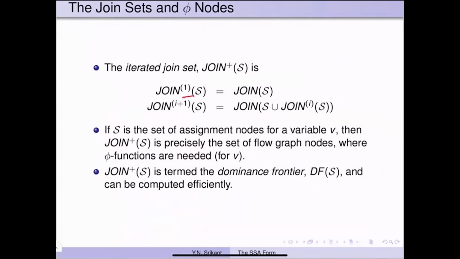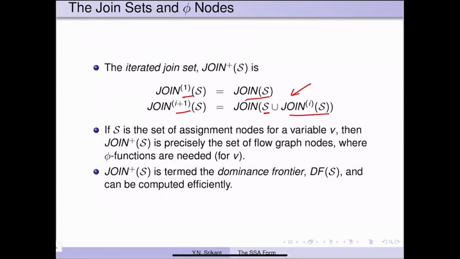So join 1 is join, and join i+1 is the join of the original S and the join i of S. Okay, the ith join. If you combine S and join at the ith level, and then apply join again, it may give you a few extra nodes in join i+1. I will tell you why this may happen.